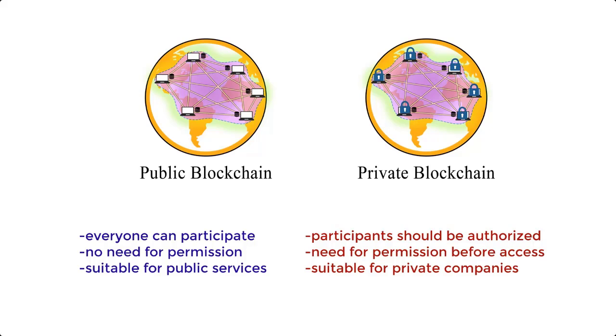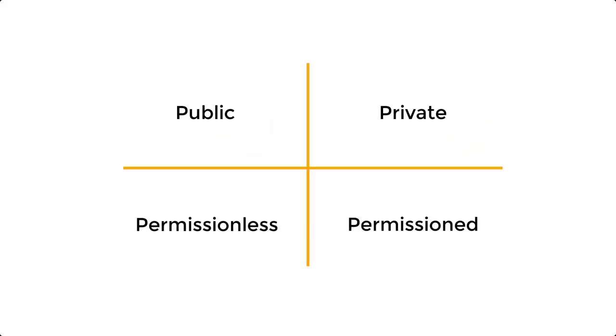Finally, in a consortium blockchain, some companies start to work together and save their data on a common blockchain, which is still a private blockchain, but it will be shared between two or more companies. So, as you can see, blockchain can be private, public, permissioned, or permissionless based on who can access the system and participate in the processes.